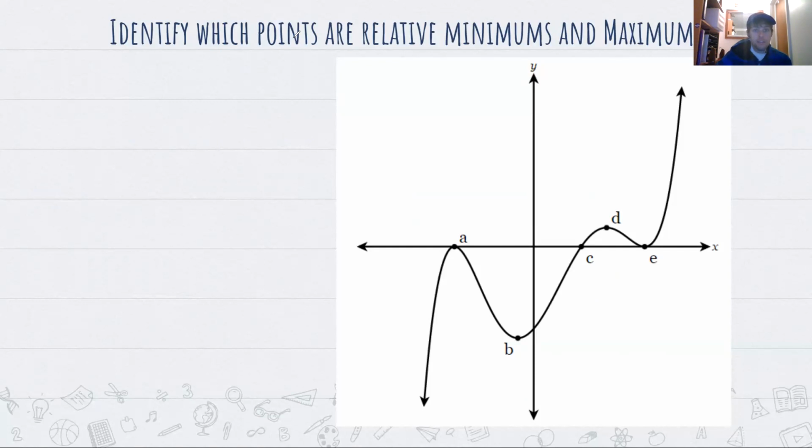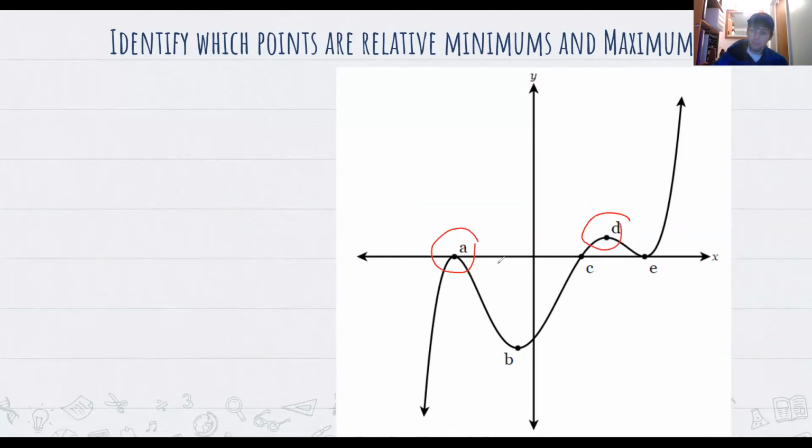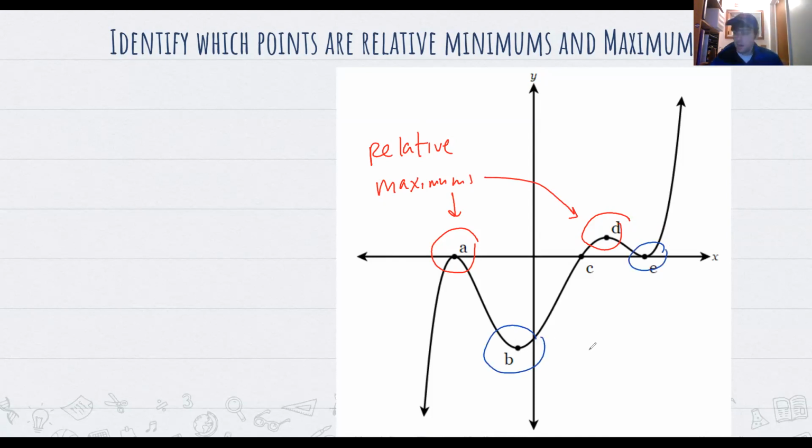Okay, here's a question. Identify which points are relative minimums and which points are relative maximums. And if we have any overall minimums or maximums, those would be worth looking at. So here we have a couple points that we would consider to be relative maximums. Again, they're sort of like the tops of these hills, the highest point in their neighborhoods. So we have points A and D that are relative maximums. And then we have these points down here. We have point B and point E, which are relative minimums.